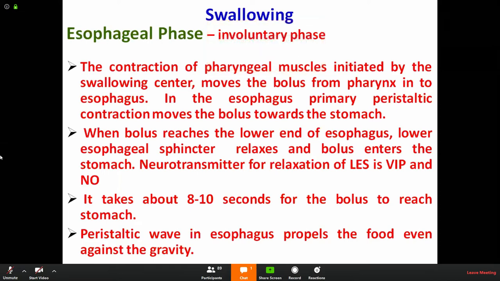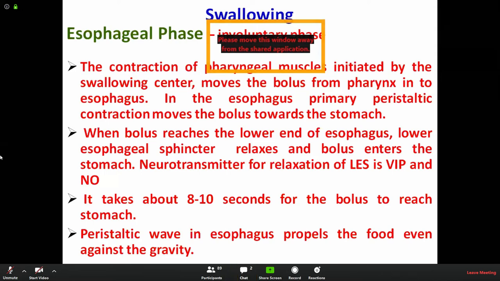If the primary peristaltic wave of contraction does not sweep out the bolus of food, then a secondary peristaltic wave of contraction is generated. The secondary peristaltic wave sweeps the bolus of food into the stomach. So we have to remember the steps of peristalsis.